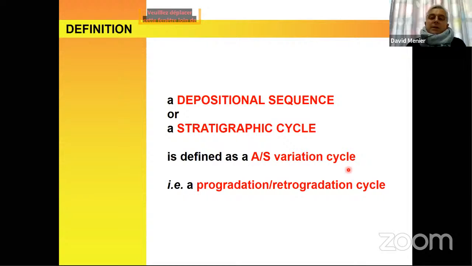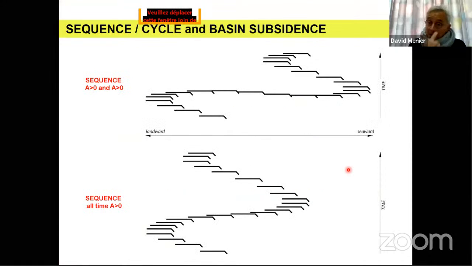Definitions about depositional sequences and stratigraphy: a cycle is defined as accommodation over a sedimentary deposit variation cycle, meaning all the cycles that we can observe, and where we can observe progradations and retrogradations. So in the basin, using seismic, for example, you can see over there through time, land on the left, sea on the right. It's a model to try to reconstruct.